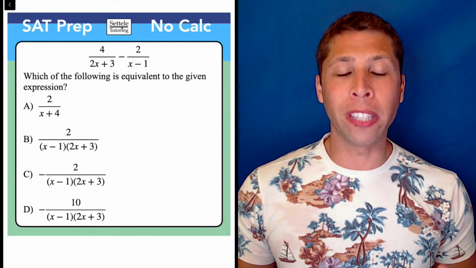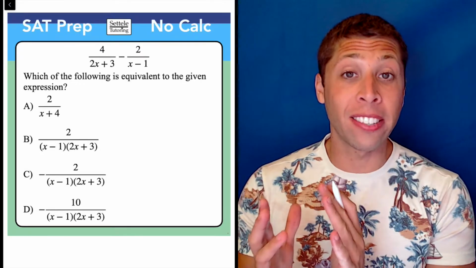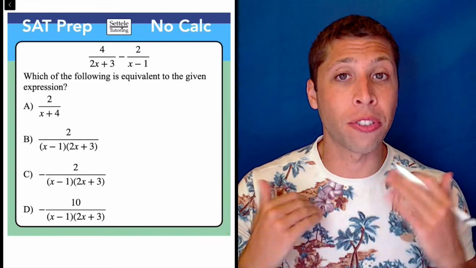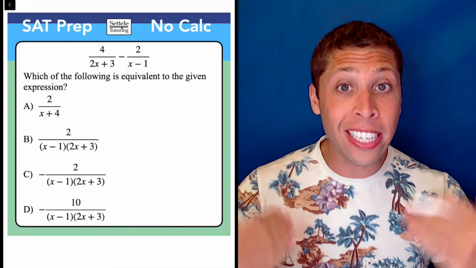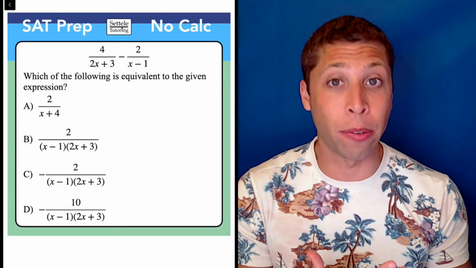This is absolutely an arithmetized question. We have x's in the question, we have x's in the answer choices. There is no reason to do this algebraically. Pick a value for x and see how it plays out between the choices and the original question.